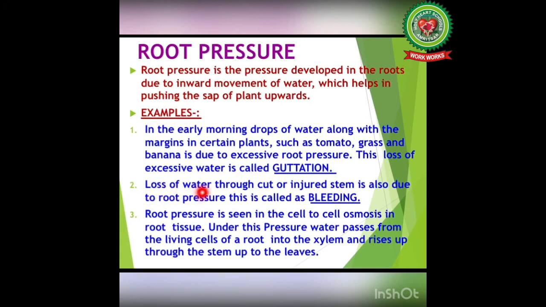Second, loss of water through a cut or injured stem is also due to root pressure. This is called bleeding. And third, root pressure is seen in the cell-to-cell osmosis in the root tissue. Under this pressure, water passes from the living cells of a root into the xylem and rises up through the stem up to the leaves.